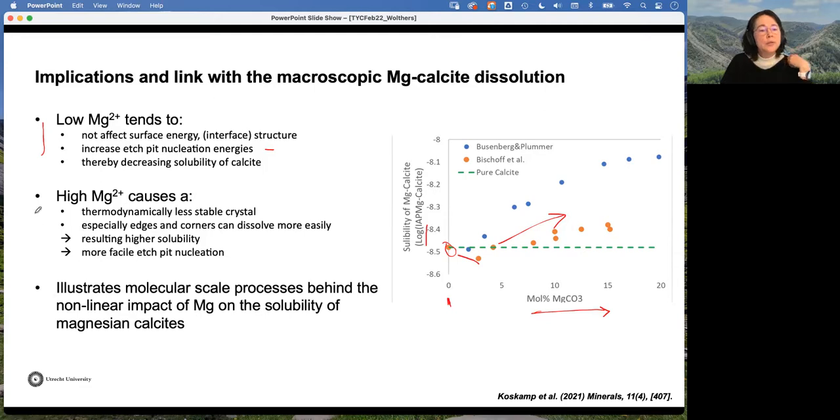While at high magnesium systems, we see the crystal is actually also deformed. It's thermodynamically less stable overall. And we see that in particular, the edges and the corners and the kink sites can dissolve much more easily. So this results in a higher solubility and more facile edge pit nucleation.